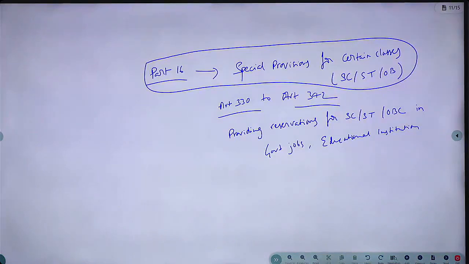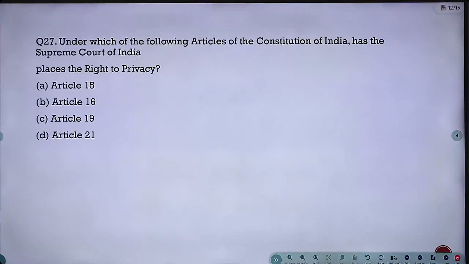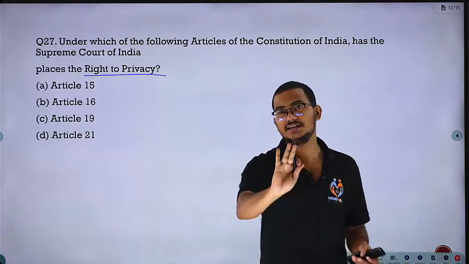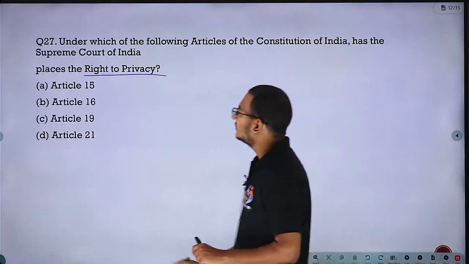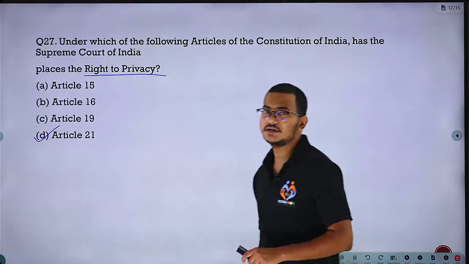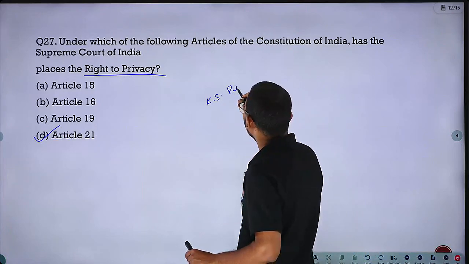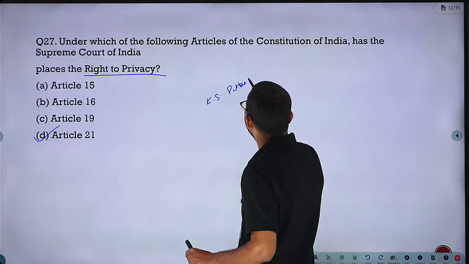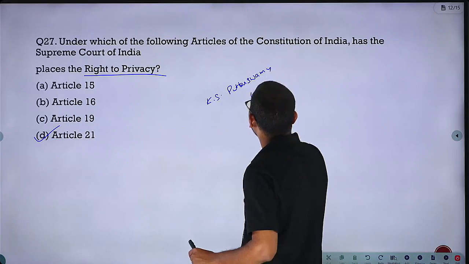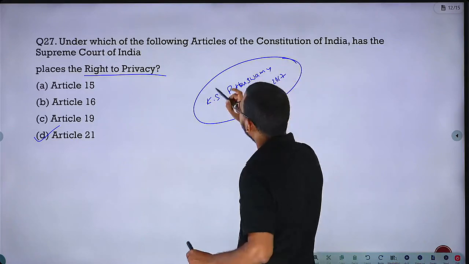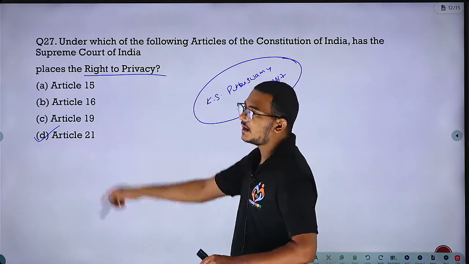Okay, fine. The next question is, under which of the following articles of the Constitution has the Supreme Court of India placed the right to privacy? See, I have told you, this question has repeated thrice in the last 10 years. Okay, so it is Article 21, right to life and personal liberty. So in the Puttaswamy case of 2017, the Supreme Court said right to privacy is a part of Article 21.